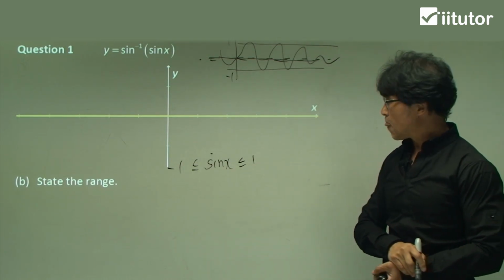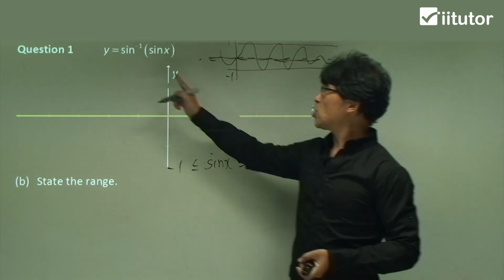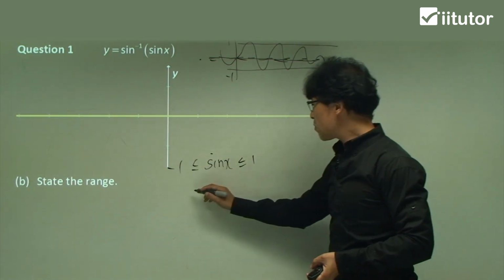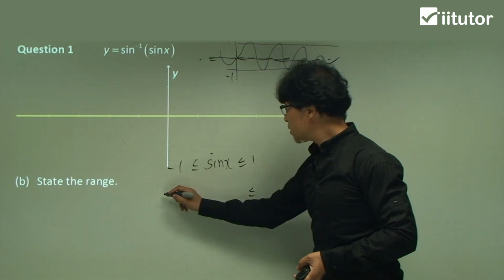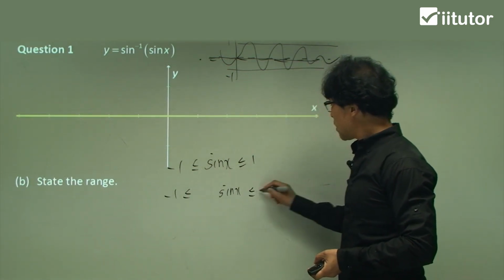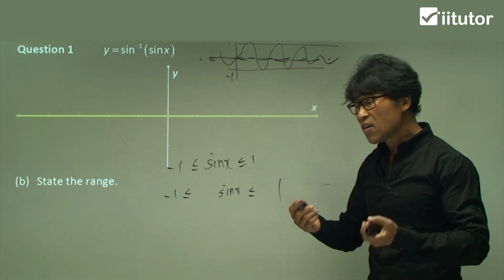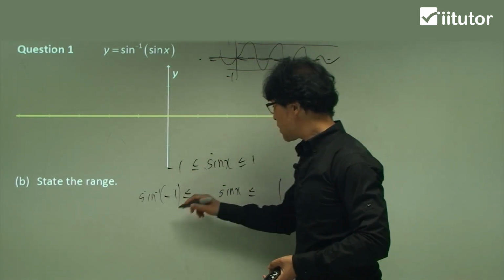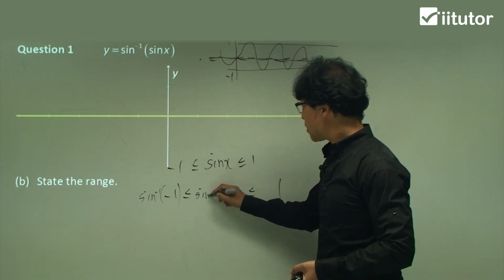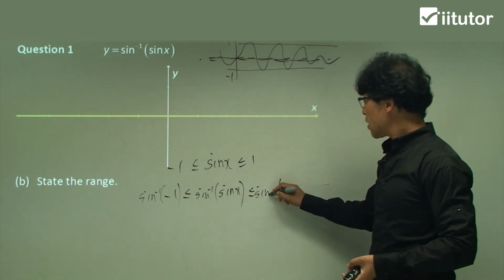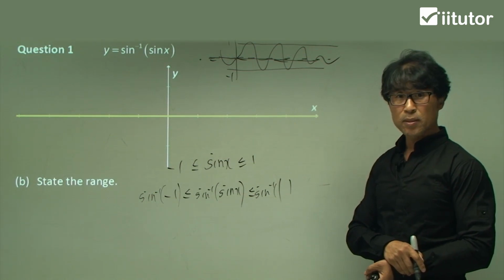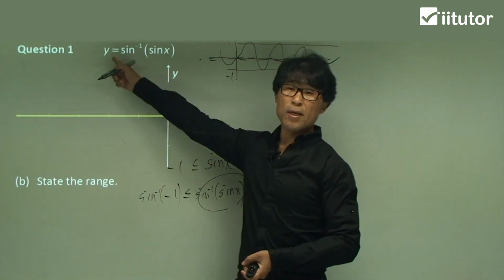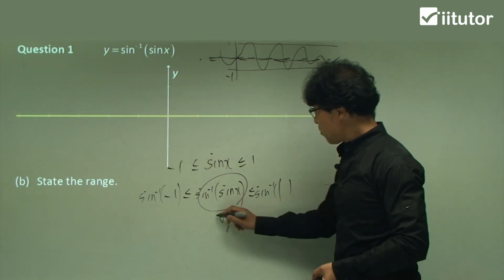Does it make sense? Now, we're going to apply the inverse sine function to all three of them. So what I'm talking about is -1, sine x, and 1 like this. We're going to apply inverse sine to all of them. Okay? So sine inverse, like this one. Can you see that? Okay guys. So that is what we are looking for, which is y. So y is in between.